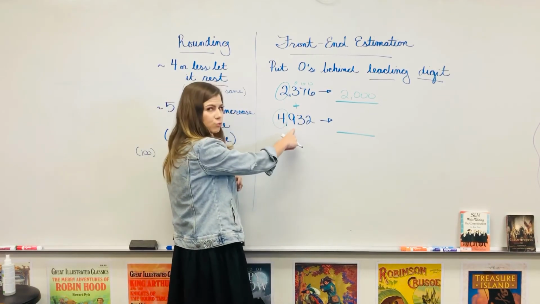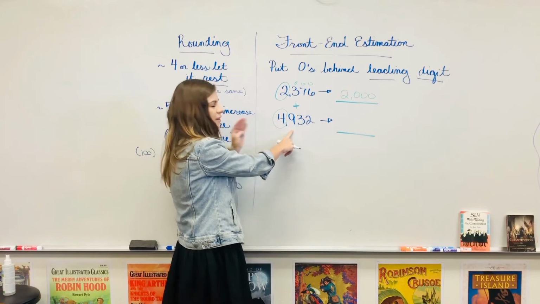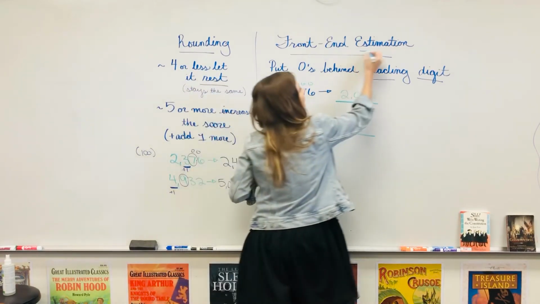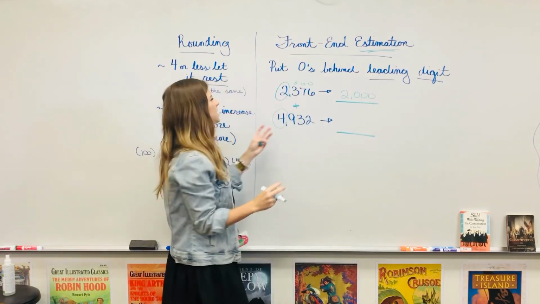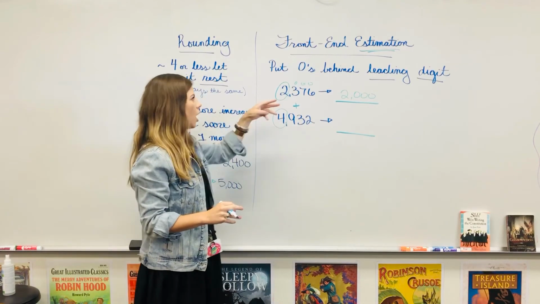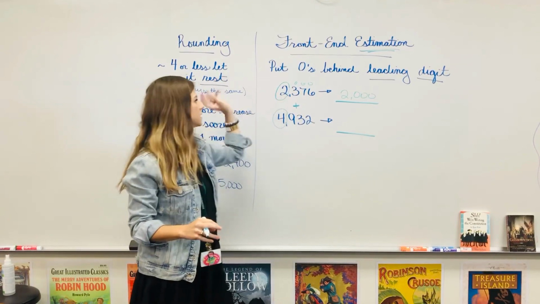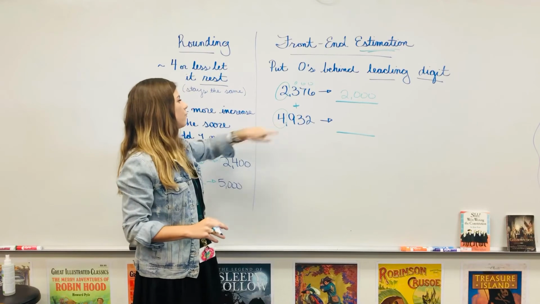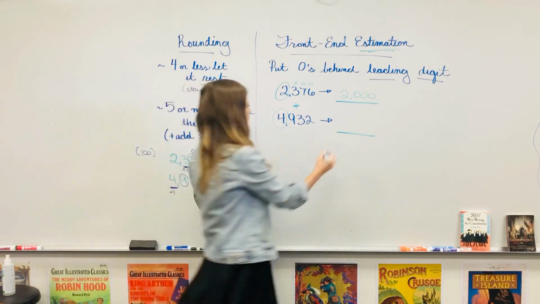The number 4,932, circle the 4. Doesn't matter that this would round to 5,000. We don't look at that. We're not rounding, we're estimating, okay? You see 2,376, all right, I see a 2 there in the thousands place, make it 2,000. I see a 4 there in the thousands place, make it 4,000.